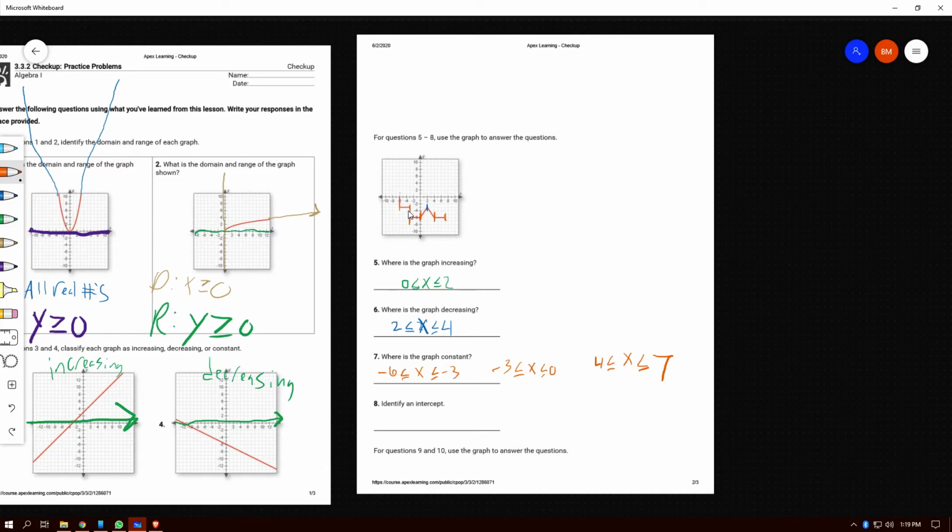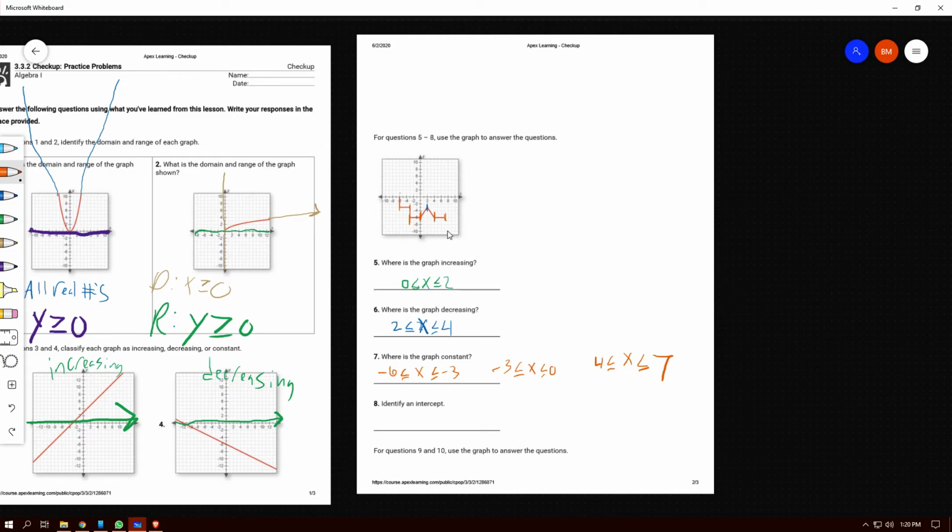So it's constant, excuse me, from here to here, -6 to -3, from here to here, which is -3 to 0, and then from here to here, 4 to 7, right? The constant is just when it's flat. And then identify an intercept. All right, so an intercept is anywhere the graph crosses the x-axis or the y-axis.